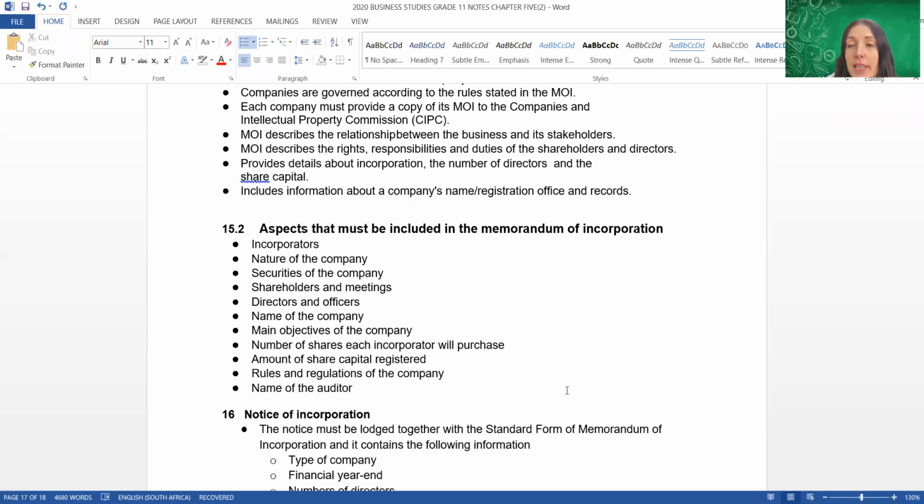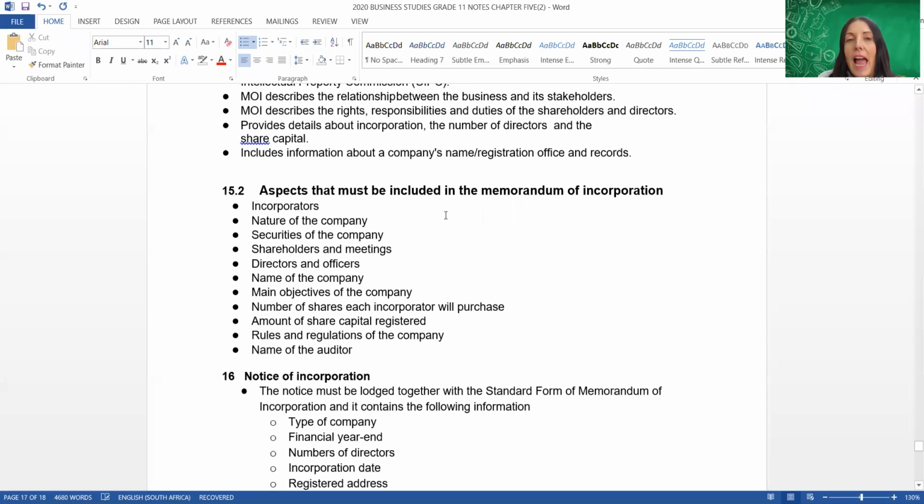The amount of share capital registered, so registered initially, so how many shares at what amount, that will constitute our share capital. The rules and regulations of the company, how this company is run, and then the name of the auditor. This all has to be included in the MOI, the Memorandum of Incorporation.